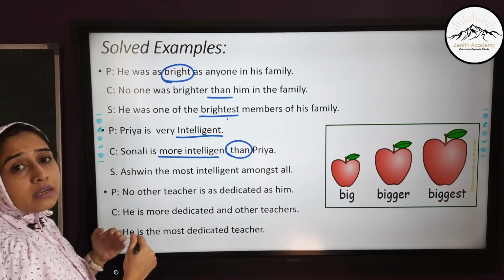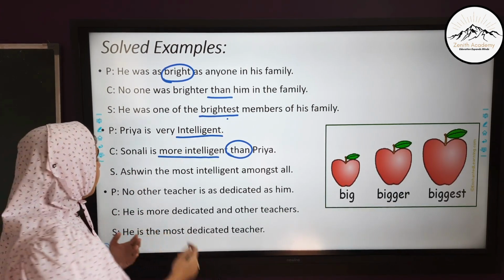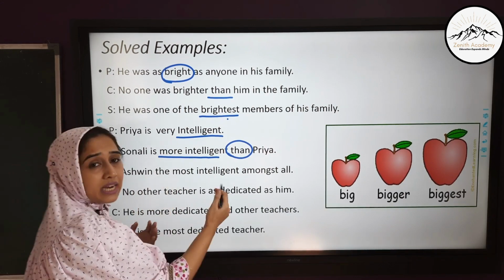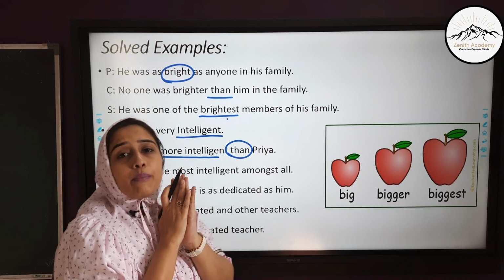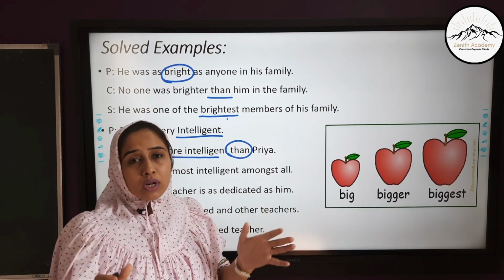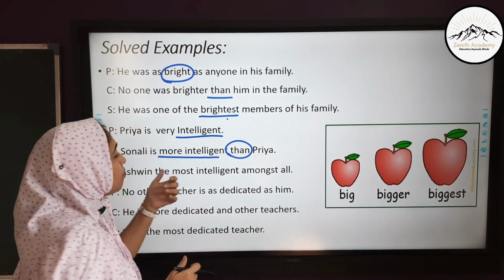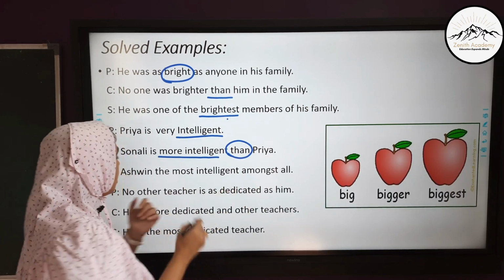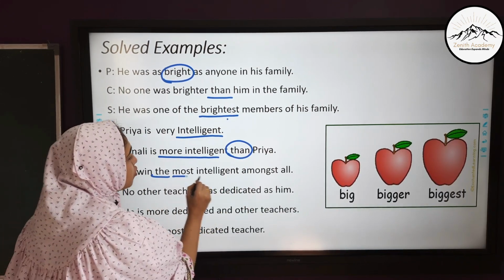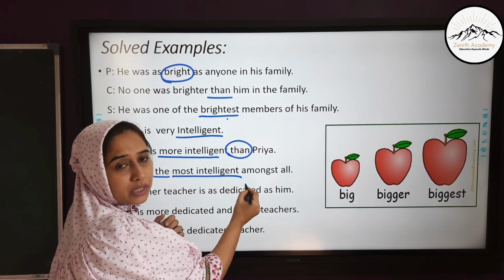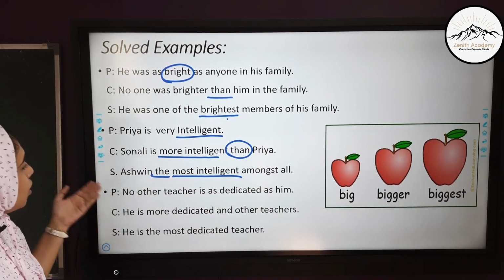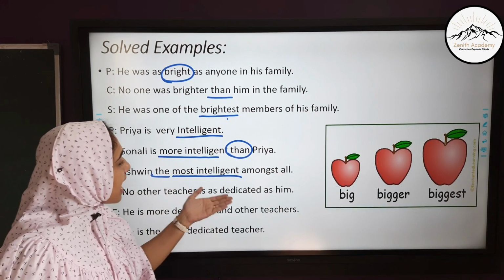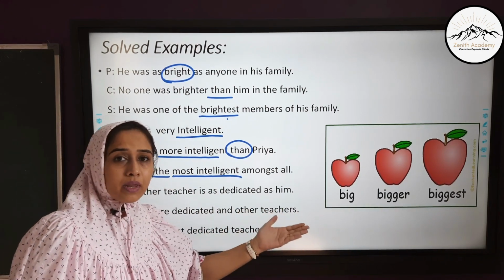Now the comparison is made between more than two people. Ashwin is the most intelligent amongst all, meaning when you are talking about an entire group of students or children, Ashwin is the most intelligent amongst all. The is used before the superlative degree most intelligent. More becomes most.